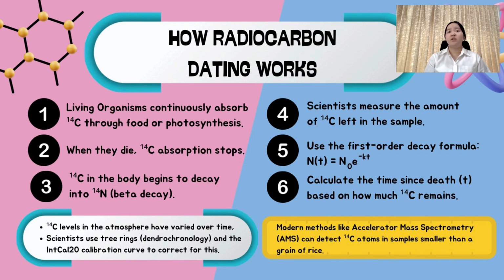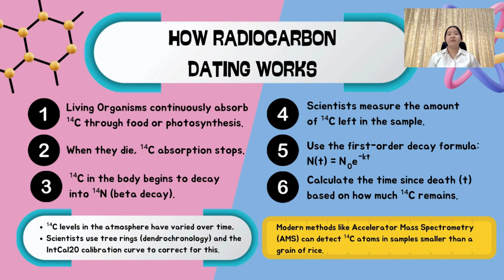Scientists measure how much carbon-14 is left in the sample. Then they use a formula to figure out how much carbon-14 was there when the organism was alive and how much is left now. Using this, they calculate how long ago the organism died.